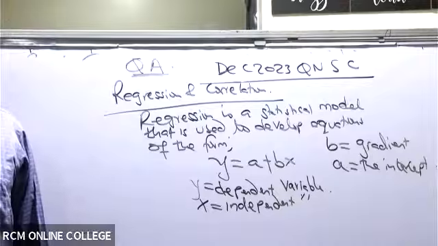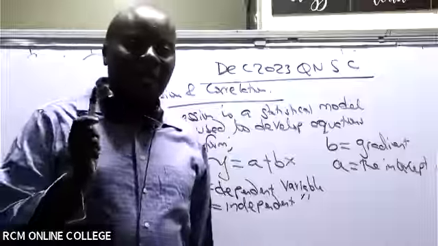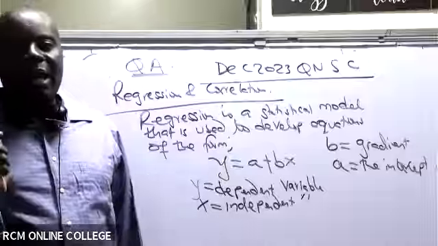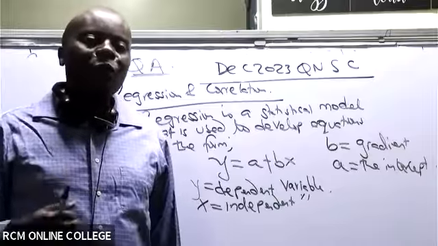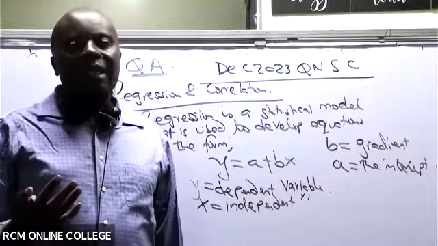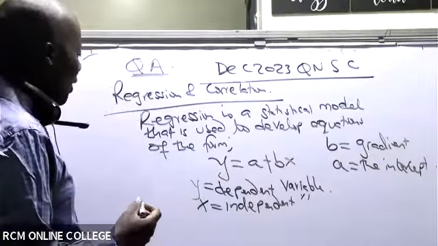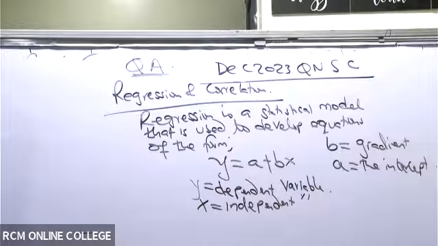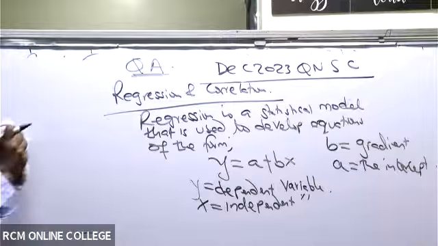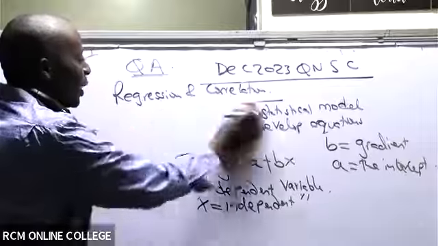Now, ladies and gentlemen, for the years that I've been leading teams to mark CIFA exams, I know normally where students go wrong. In most cases, you'll be given two variables. Let me just demonstrate. You'll be given two variables like this.